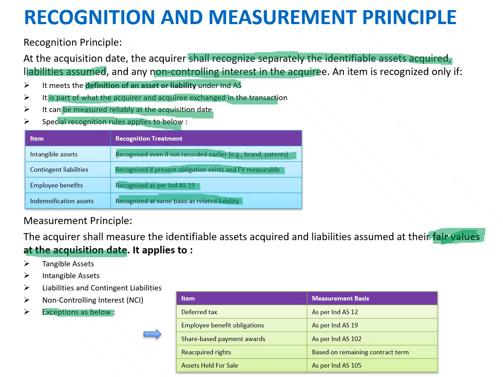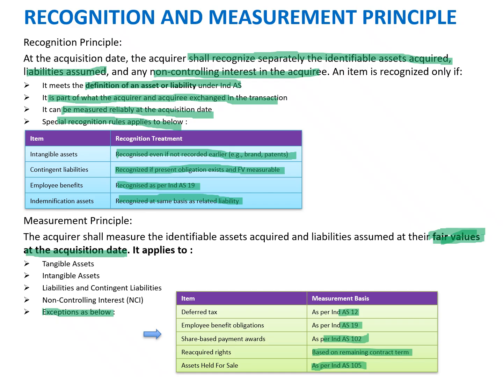Some of the exceptions to recognition: deferred tax would be measured under Ind AS 12, employee benefit obligations under Ind AS 19, share-based payment awards as per Ind AS 102, reacquired rights based on the remaining contract term, and assets held for sale are recognized as per Ind AS 105. So though the measurement has to happen at fair value, there are a few exceptions. Deferred tax is as per Ind AS 12, employee benefit is Ind AS 19, share-based payment is Ind AS 102, and we have to be guided by the measurement criteria applicable to the respective standards.